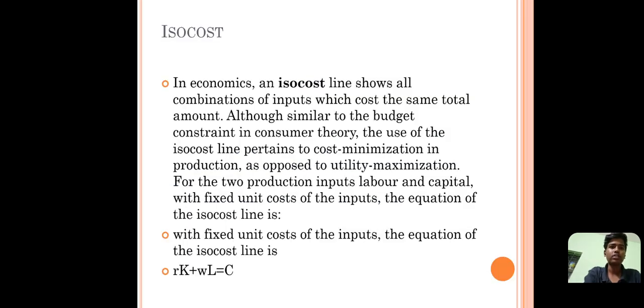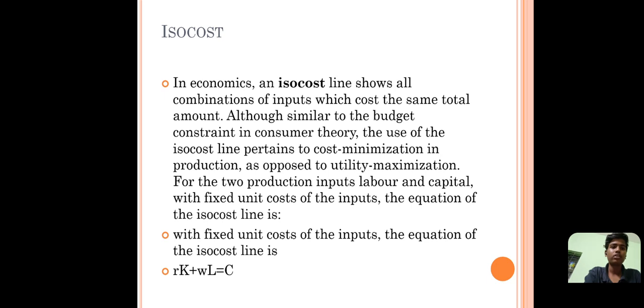Isocost in economics: an isocost line shows all combinations of inputs which cost the same total amount, although similar to the budget constraint in consumer theory. The use of the isocost line pertains to cost minimization in production as opposed to utility maximization, for the two production inputs, labor and capital, with fixed unit costs of the inputs.